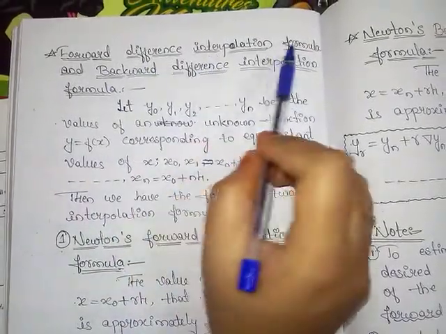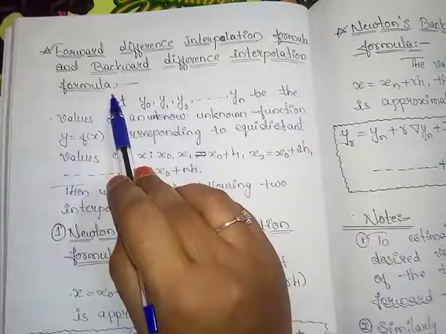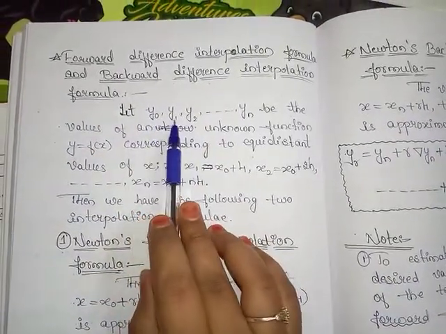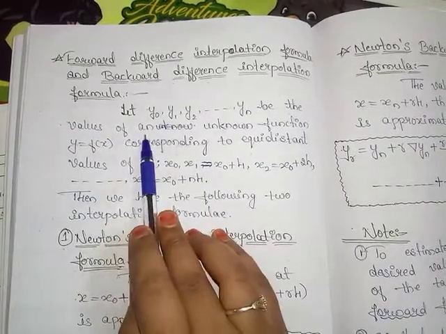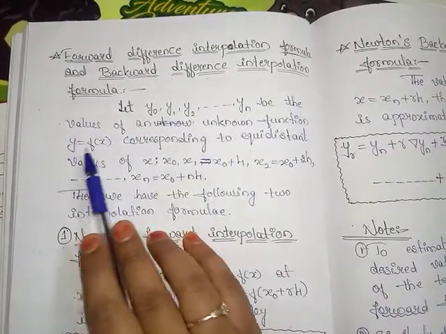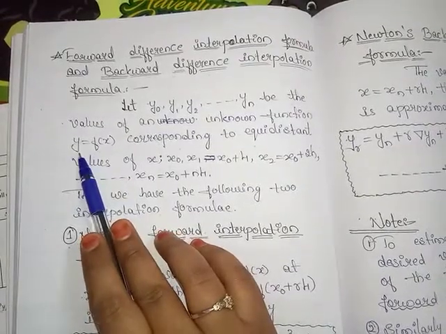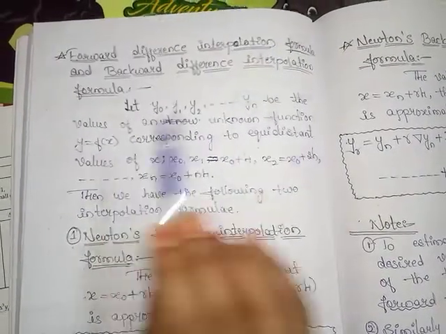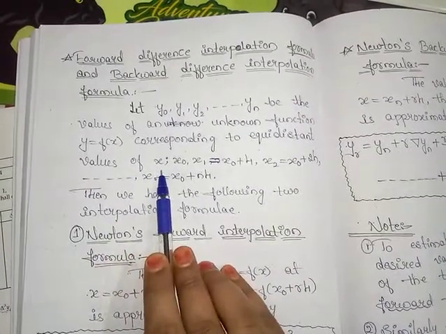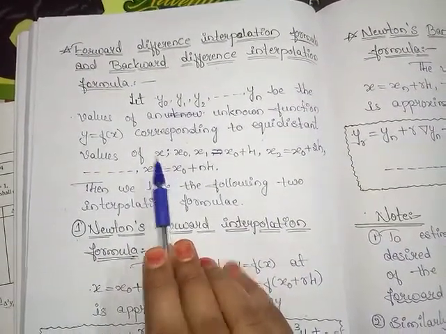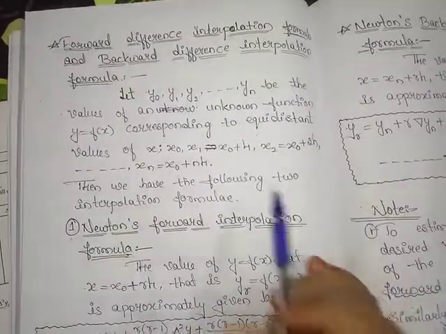Forward difference interpolation formula and backward difference interpolation formula. Let y0, y1, y2 and so on to yn be the values of an unknown function y is equal to f of x, corresponding to the equidistant values of x. Equidistant values of x means every value of x must have a common difference.